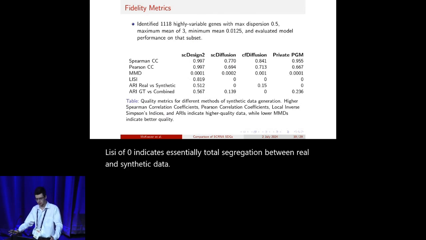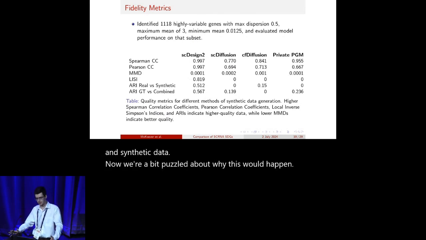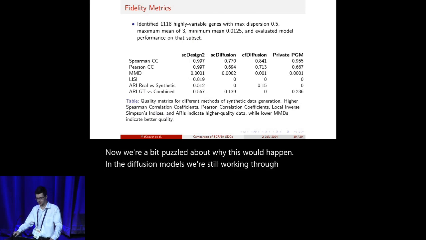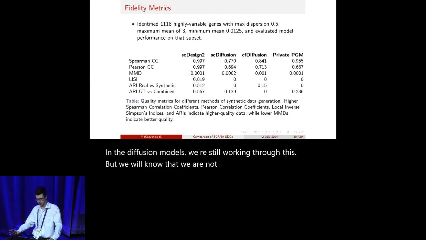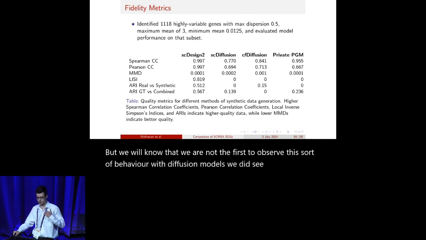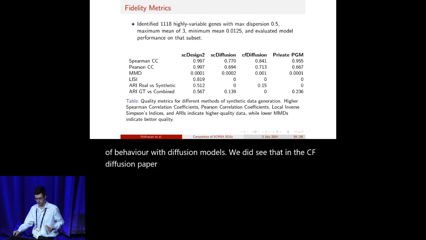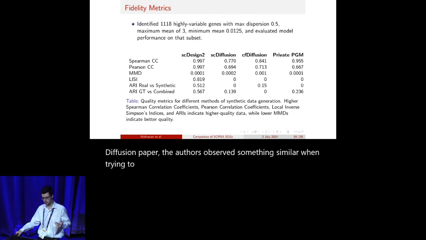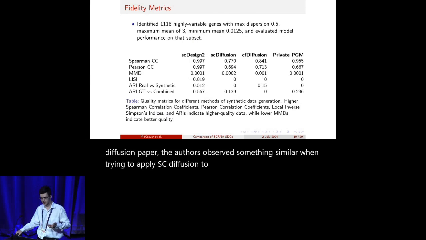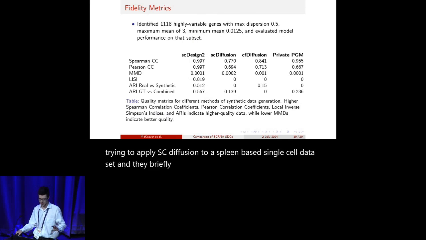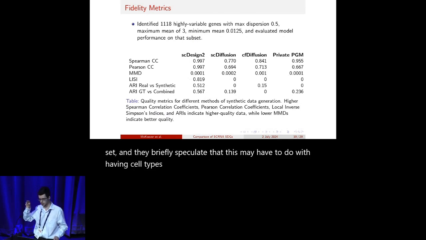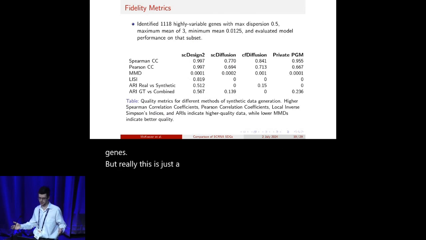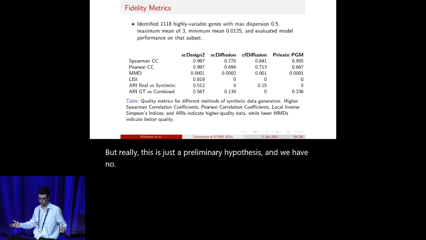Now, we're a bit puzzled about why this would happen in the diffusion models. We're still working through this, but we will note that we are not the first to observe this sort of behavior with diffusion models. We did see that in the CF diffusion paper, the authors observed something similar when trying to apply SC diffusion to a spleen-based single-cell data set. And they briefly speculate that this may have to do with having cell types which are distinguished only in a few small genes.